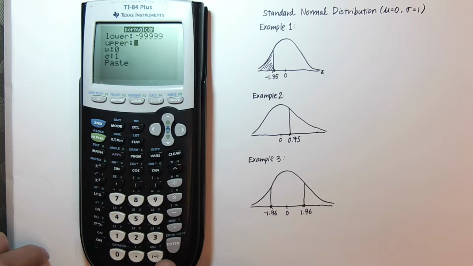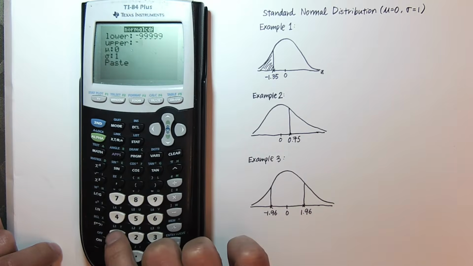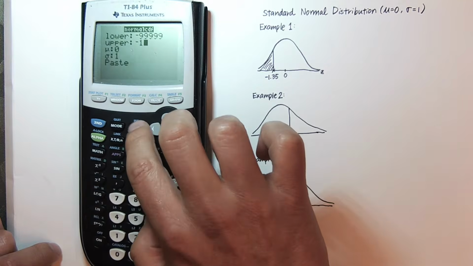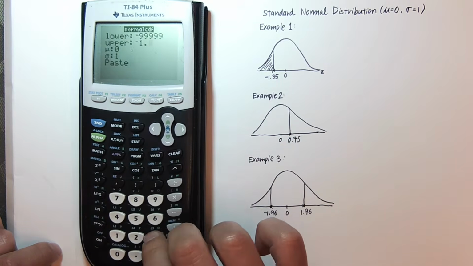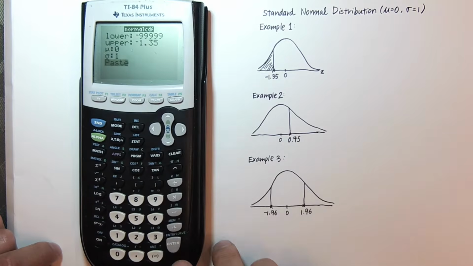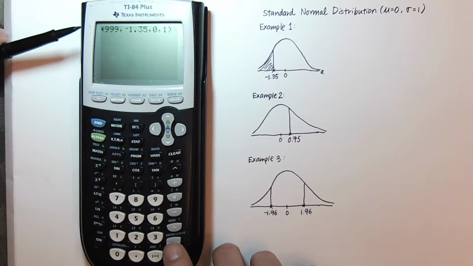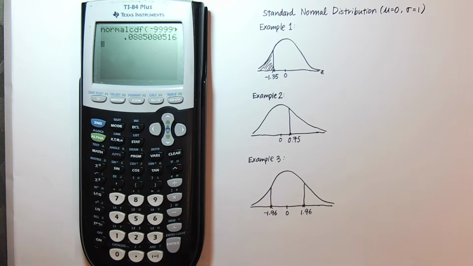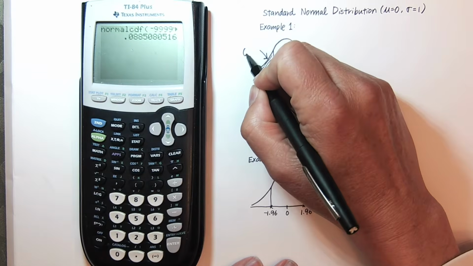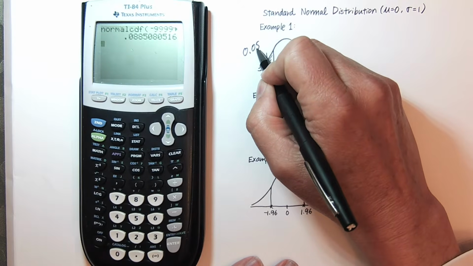Make sure you use the negative button and not the subtract button. Your calculator will not like that. So negative 1.35 is my upper. My mean and standard deviation are both 1. And it puts it down on a command line for me. And there's my probability. So the area here is 0.0885.